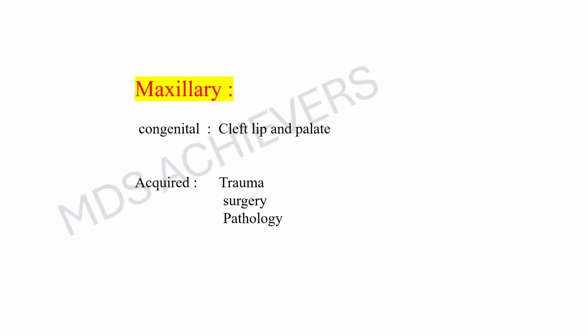And in the maxillary defects, it is going to be congenital and acquired. Congenital is going to be cleft lip and palate, very frequently that we see. And acquired is the one that is due to trauma, surgery, or pathology, acquired in the later period of time.